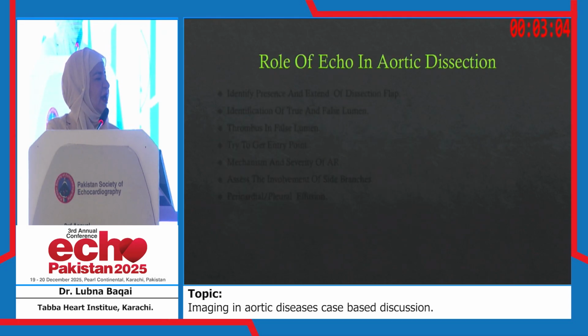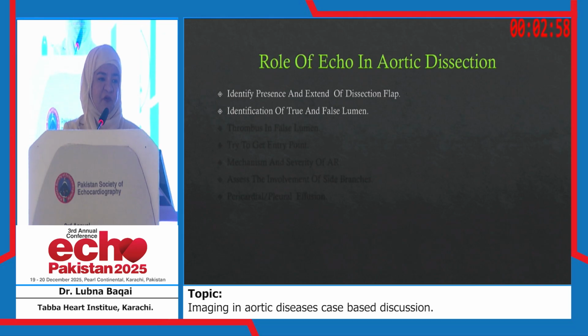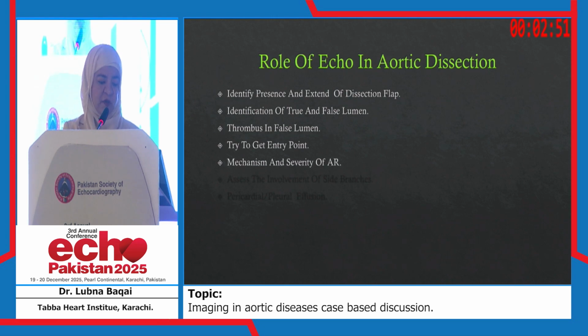The role of echo in aortic dissection: identify the presence and extent of the dissection flap, identification of the true and the false lumen, the thrombus in the false lumen, try to get the entry point, the mechanism and severity of the AR, and the involvement of the side branches and pericardial effusion.